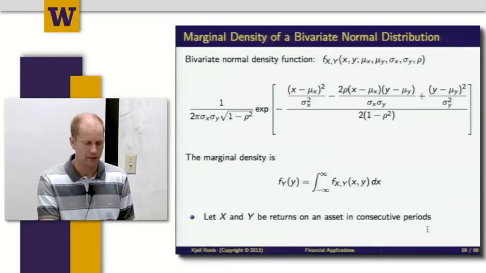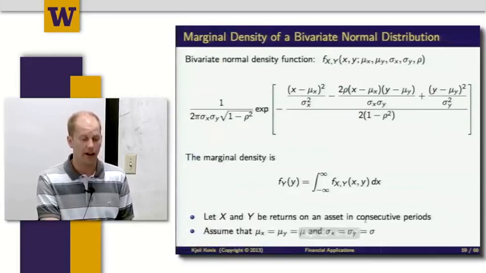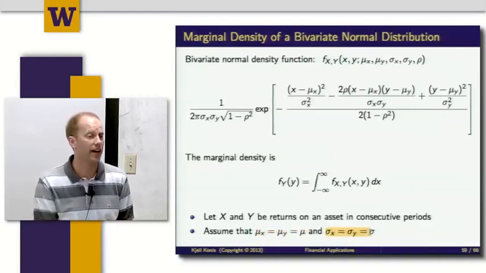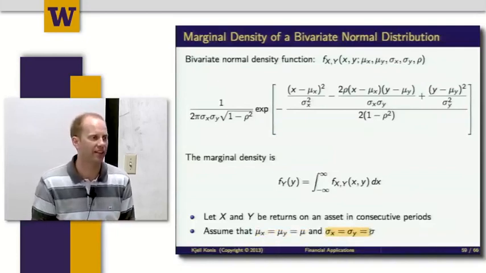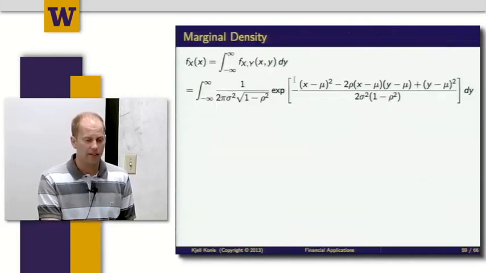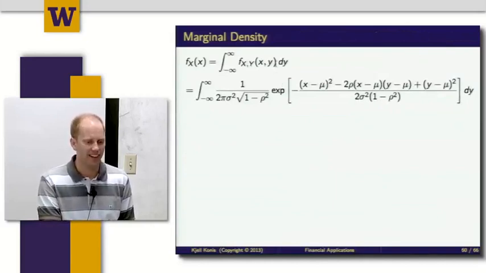So my example was that x and y were returns on an asset in consecutive periods. And then the simplification I'm going to make is that the expected return on the asset is the same in each period, and the risk that I'm taking on by investing in that asset during each period is the same. So I only have 1 mu and 1 sigma. And so I can almost force this onto one slide.